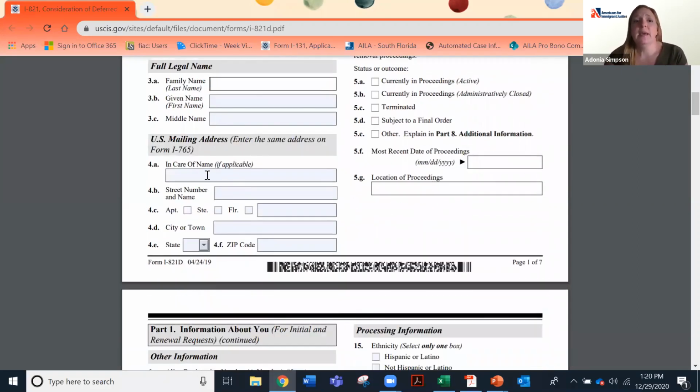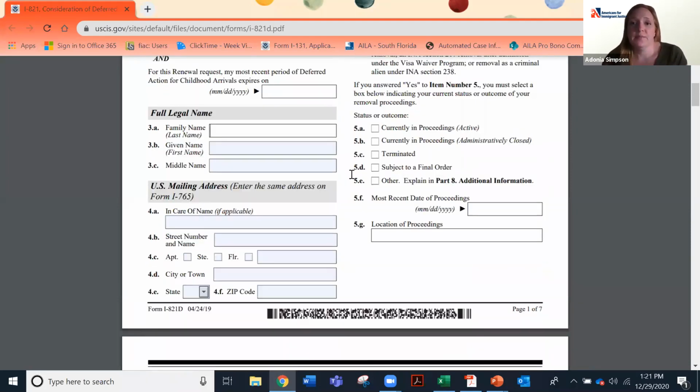So mailing address. Mailing address is where you want all notices and your work authorization to be sent. This doesn't need to be your home address where you physically reside. So perhaps there's a place that you know that you're going to safely receive mail. There are going to be some really important documents coming to you. So you want to make sure that your mailing address is one where you have no issues receiving any communication via the US Postal Service. So if you have a family member or a friend or perhaps even a PO box, enter that as your US mailing address.